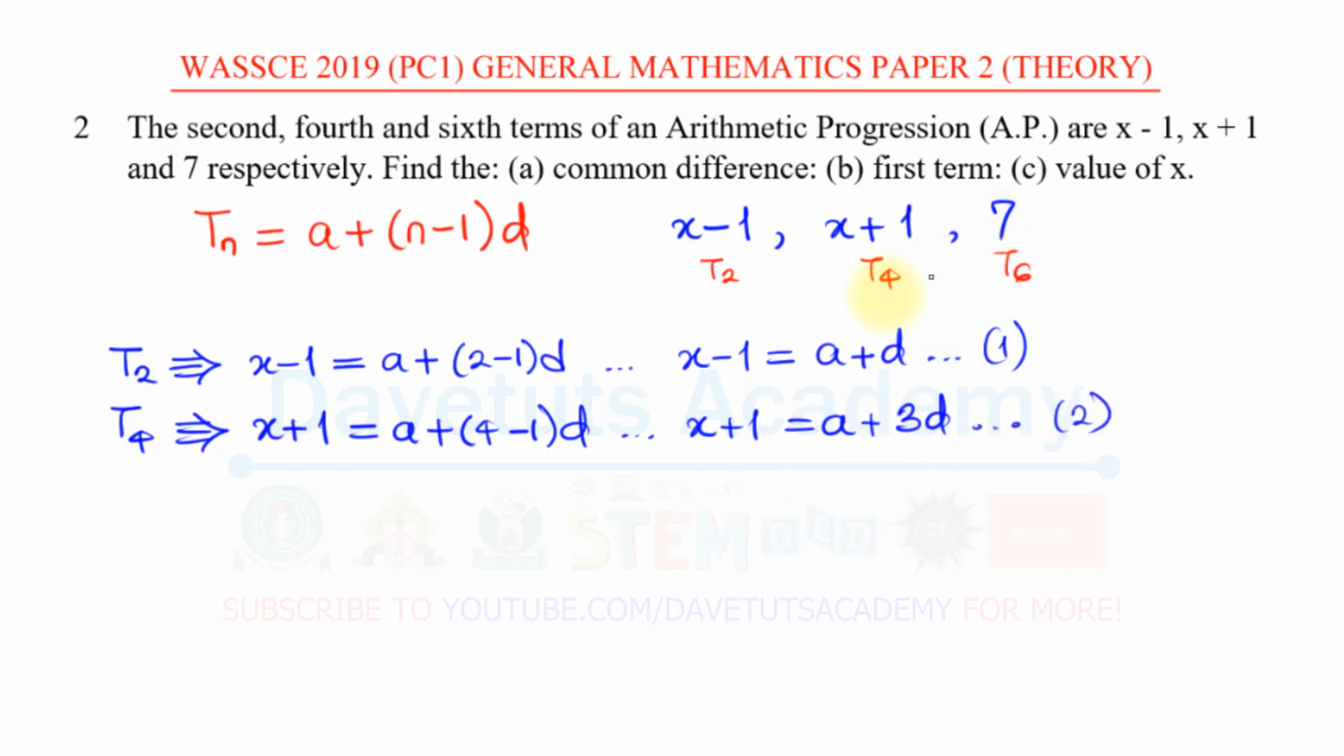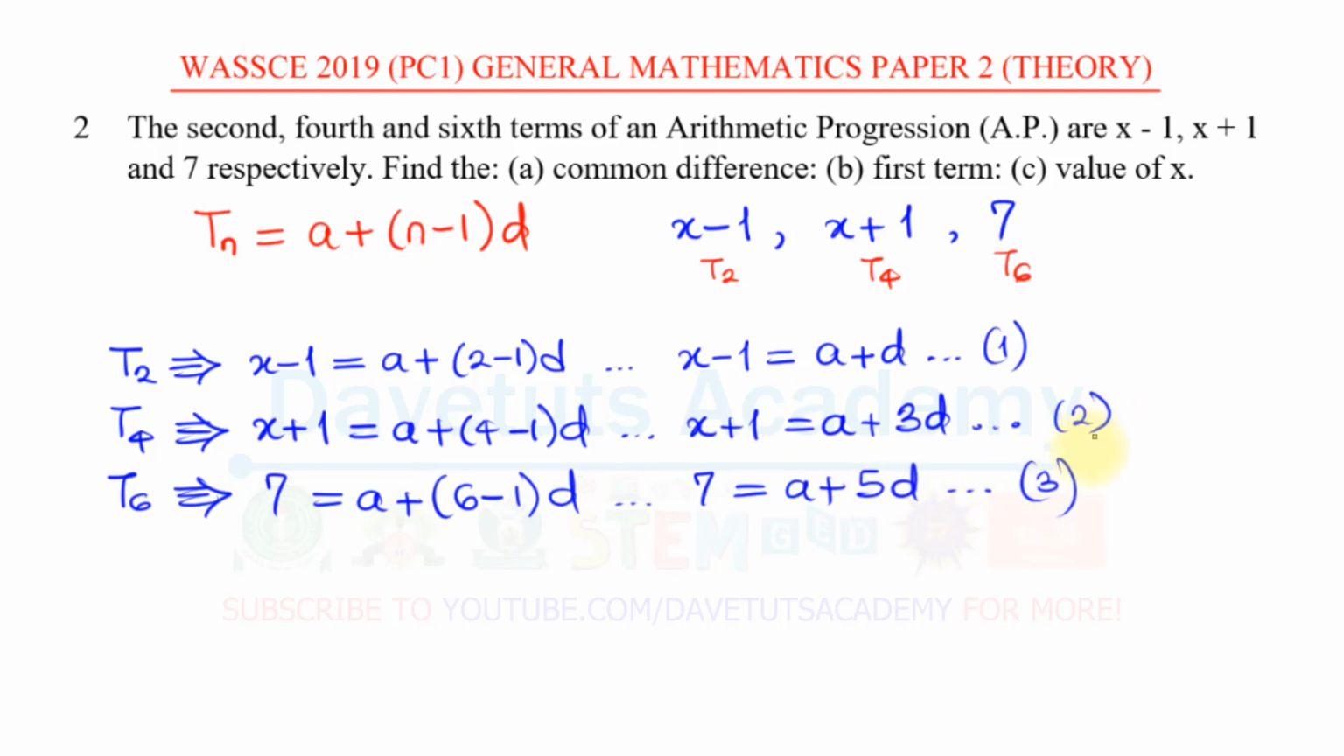And then looking at the sixth term, that is T6, that was given to be 7. We're told that 7 is equal to the sixth term, that is a plus n minus 1 multiplied by the common difference, where n here is 6. In this case, I'm going to have 7 is equal to a plus, 6 minus 1 is 5, so I have 5d. And this is equation 3. Now, looking at these three equations, we have three unknowns, x, a, and d. And we have three equations. So the equations are sufficient to solve this question perfectly by whatever method you want to use.